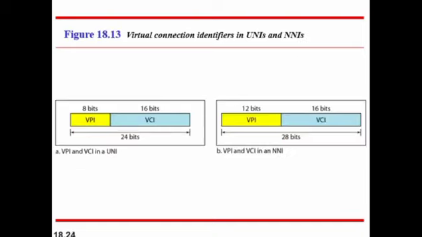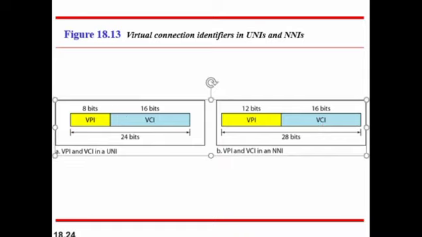These are the virtual connection identifiers in UNIs and NNIs. UNIs are the user network interfaces and NNIs are the network to network interfaces. This is how a virtual connection is made between the UNIs. You can see the virtual path identifier size is 8 bits and the virtual circuit identifier size is 16 bits, and the total size is 24 bits in the case of the user to network interfaces. In the case of the network to network interfaces, the size of the virtual path identifier is 12 bits and the virtual circuit identifier is 16 bits, and the total size is 28 bits, right? So these are the virtual connection identifiers in UNIs and NNIs.